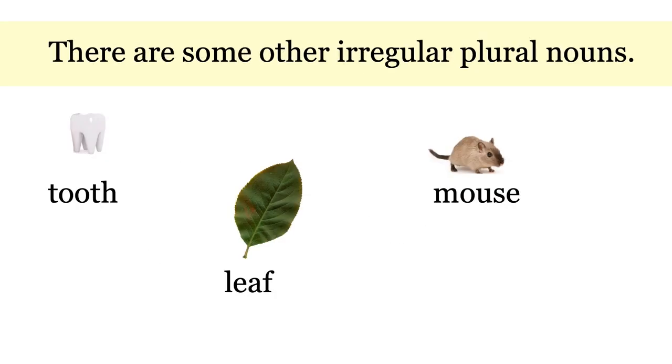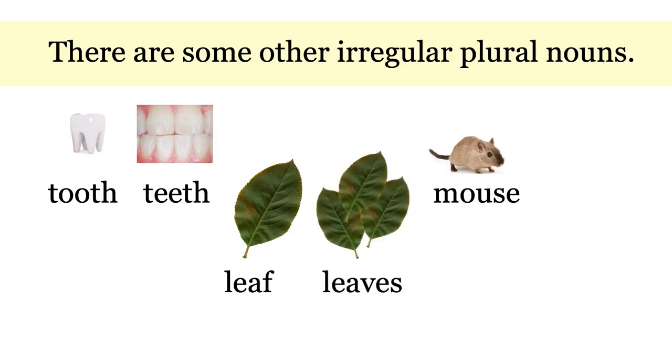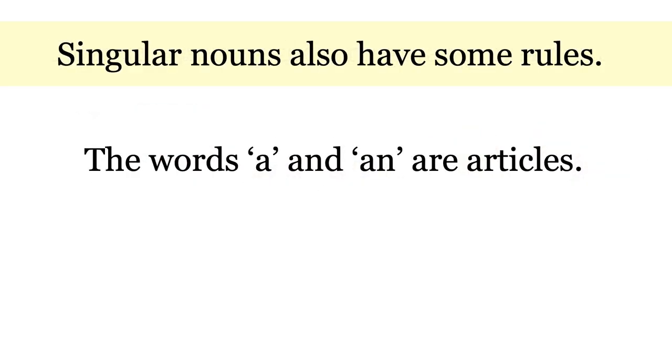There are some other irregular plural nouns. Here are a few examples. 1 tooth, 2 teeth. 1 leaf, 3 leaves. 1 mouse, 2 mice. These are irregular, so we just have to learn them. Singular nouns also have some rules. The words a and an are called articles. We use articles before singular nouns.